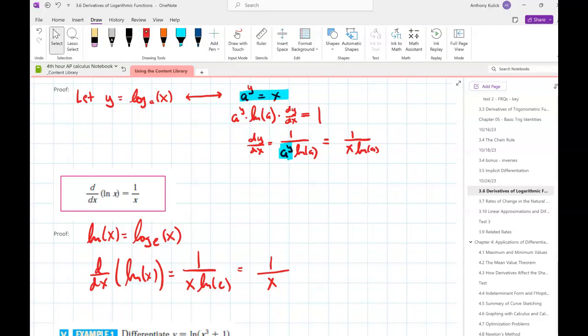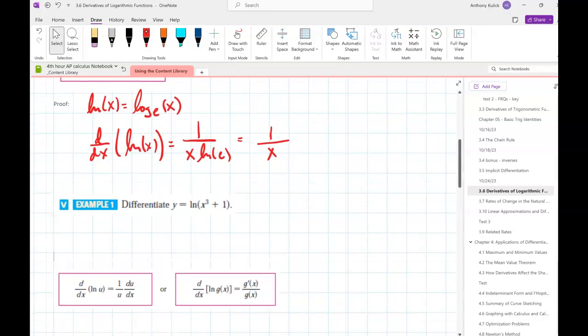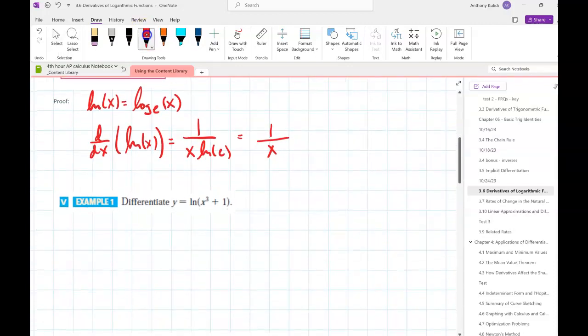Okay, so let's go ahead and run through some examples, just practice using this rule. So let's say we want to do the derivative of y equals the natural log of x cubed plus 1. Well, I do the derivative of both sides. When I differentiate y with respect to x, what do I get? dy/dx. To do the derivative of the natural log of x cubed plus 1, what do I need to use to do that? That's a chain rule.